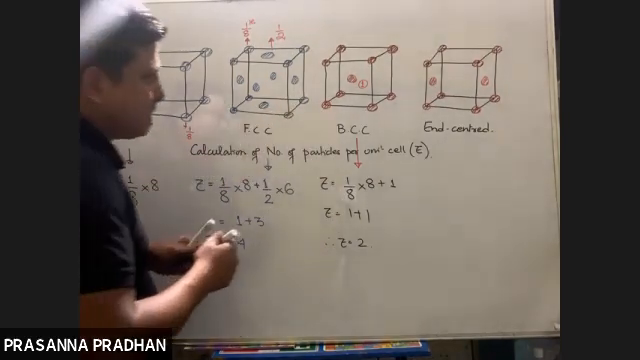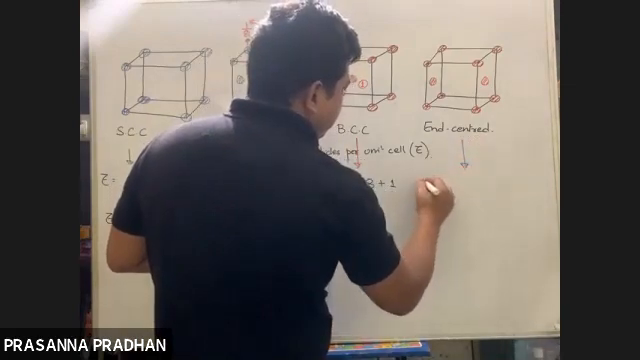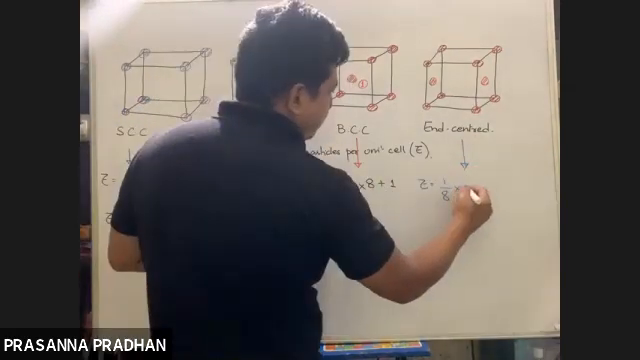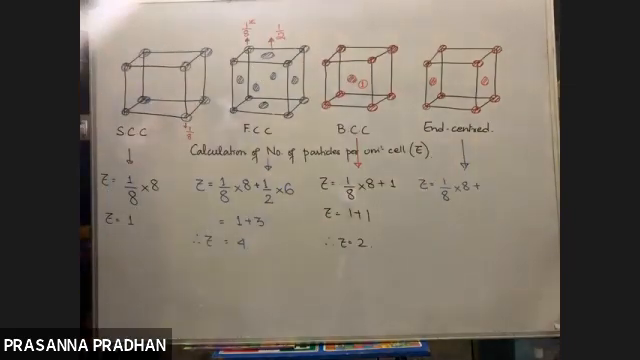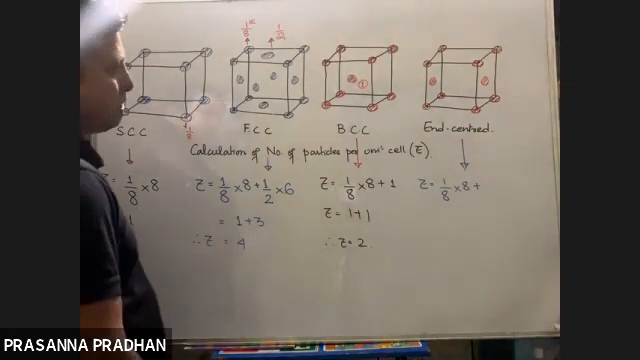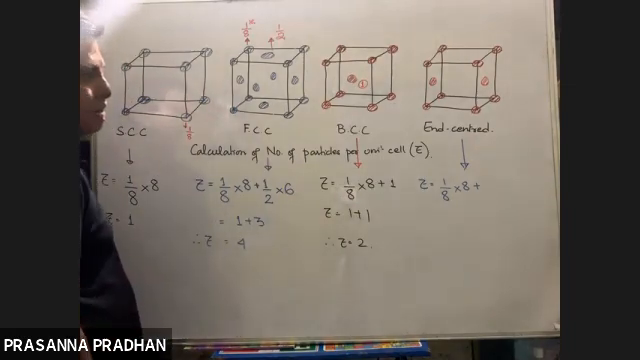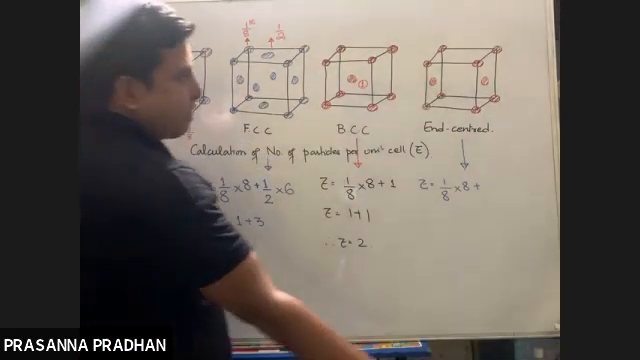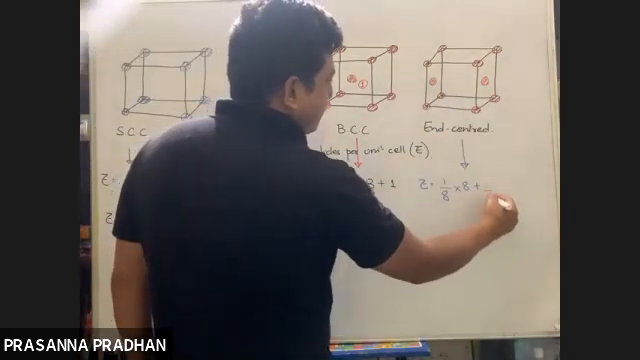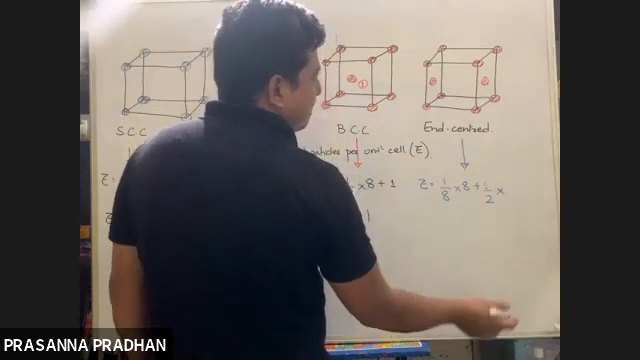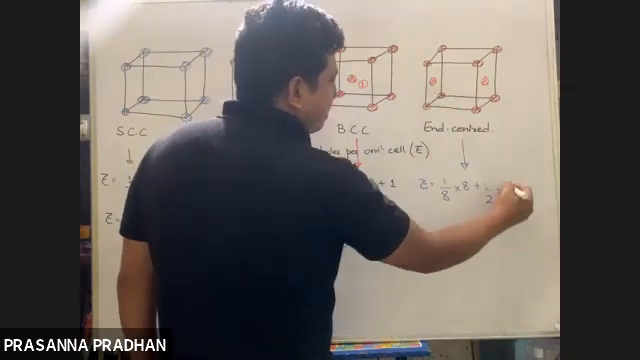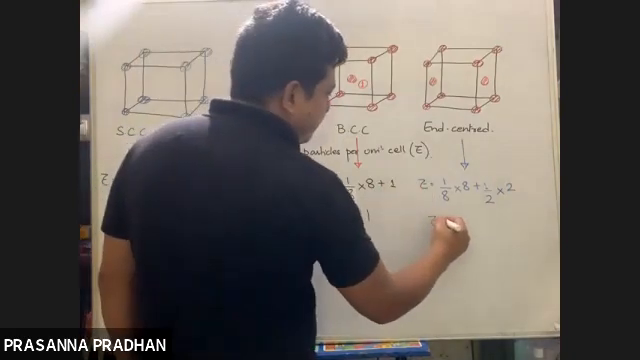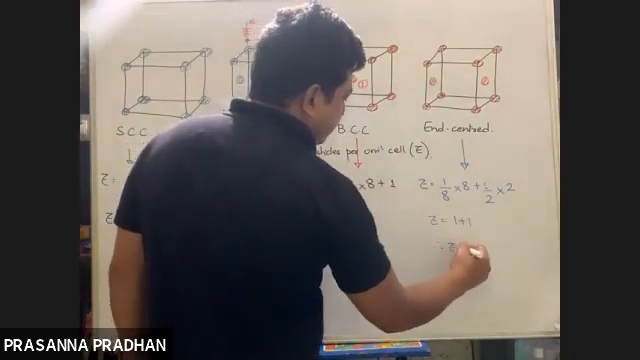Now tell me the calculation for end-centered. 1/8 into 8 plus 1/4... why 1/2? Where did the 1/4 for the center come from? What is the face-centered contribution? 1/2 into 2. They are present only at the two faces, right? Into 2, only two faces. There it was 6 faces, so into 6; here it is 2 faces. Therefore Z equals 1 plus 1, again Z equals 2.